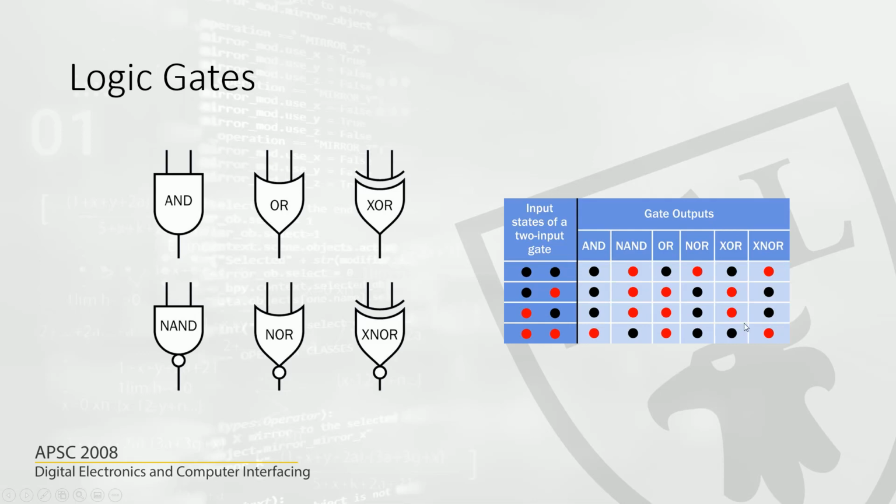XOR is quite different. Here the inputs have to be opposite. When both of them are in the same state, the output is off. Here both of them are off, so the output is off. Here both of them are on, and the output is also off. But when one is off and the other is on, then the output will be on. XNOR is exactly opposite to that. This is called the truth table, and this is how the gates work.